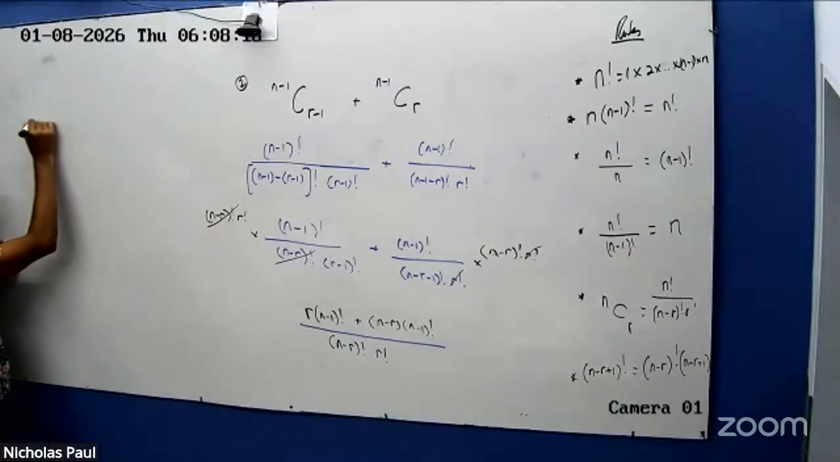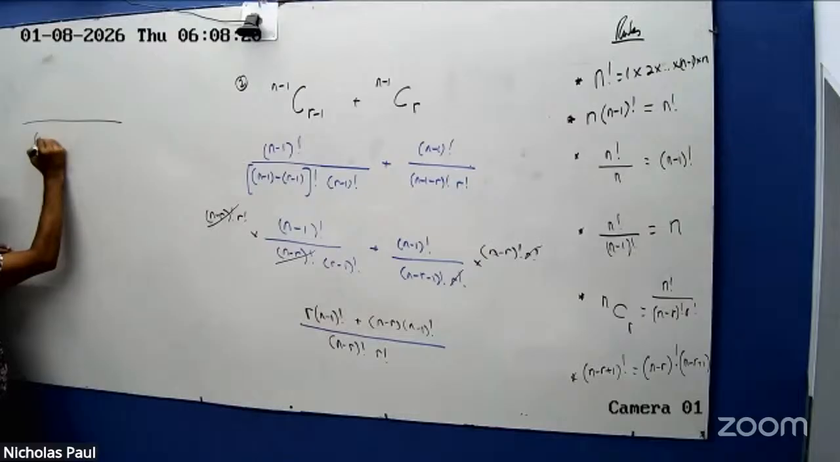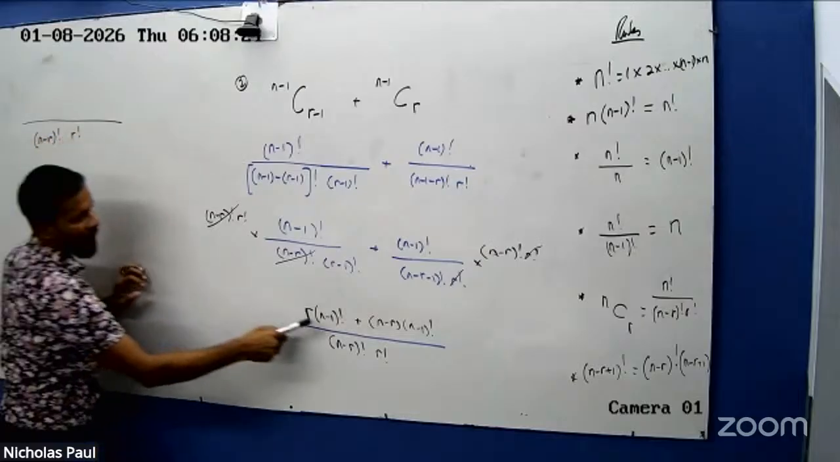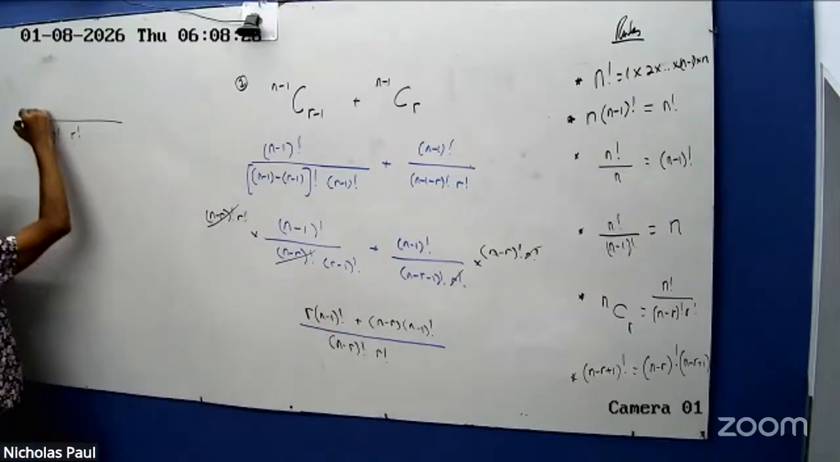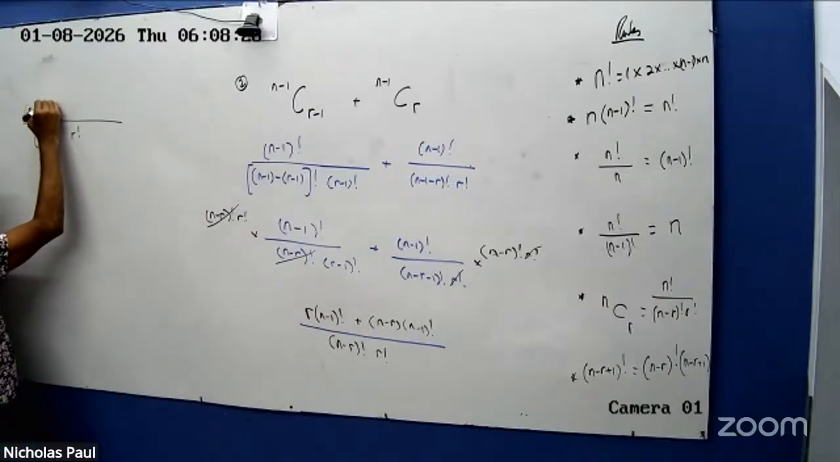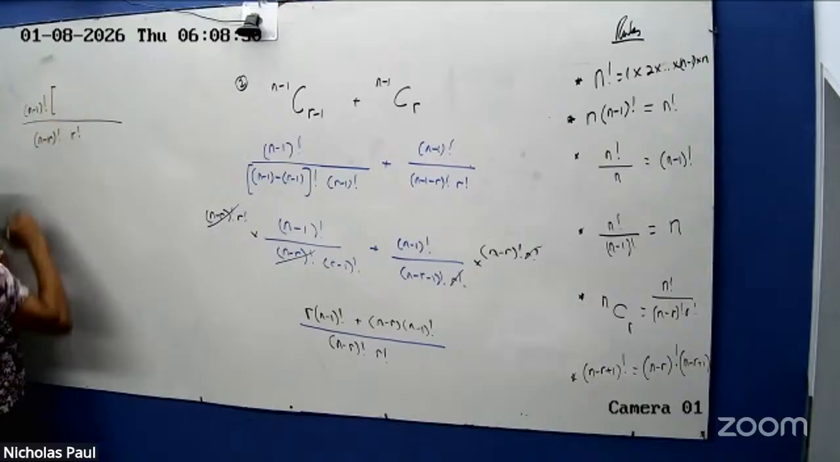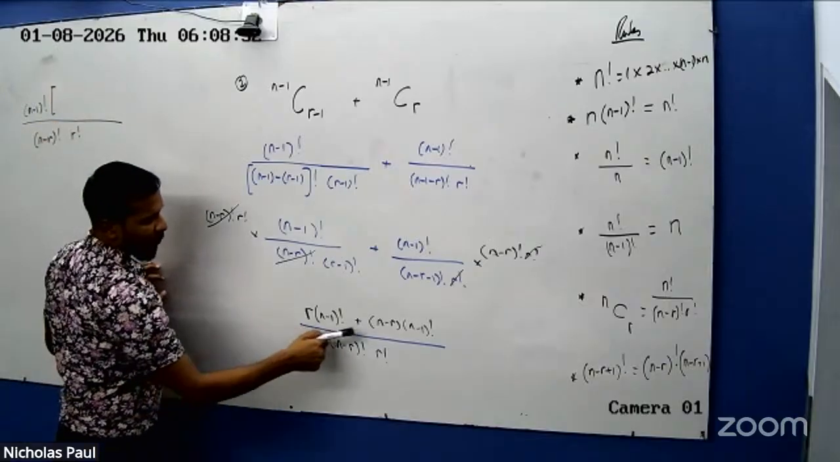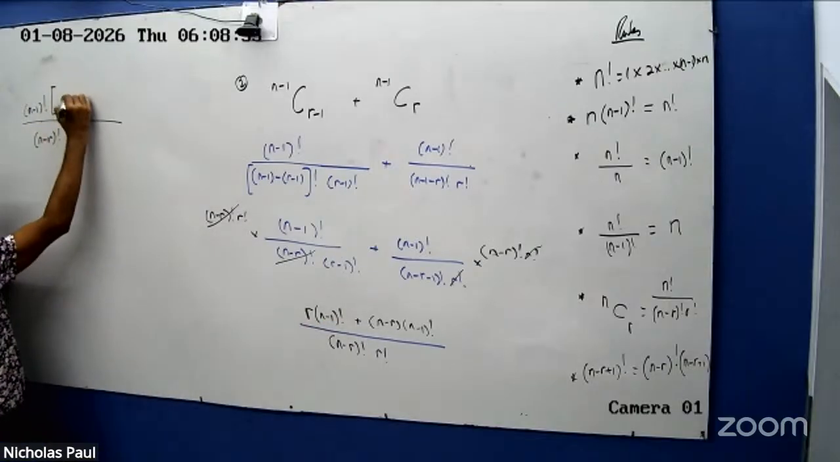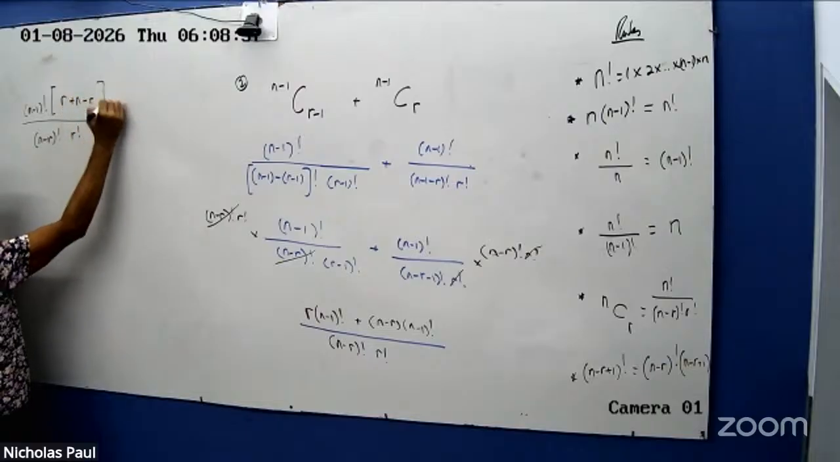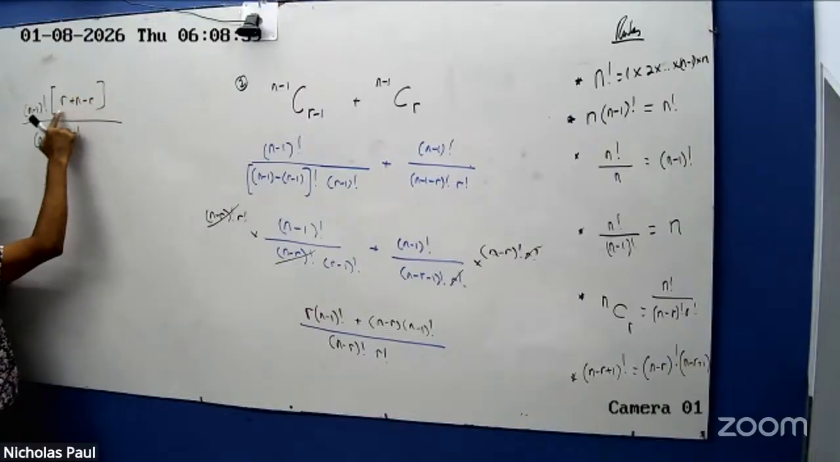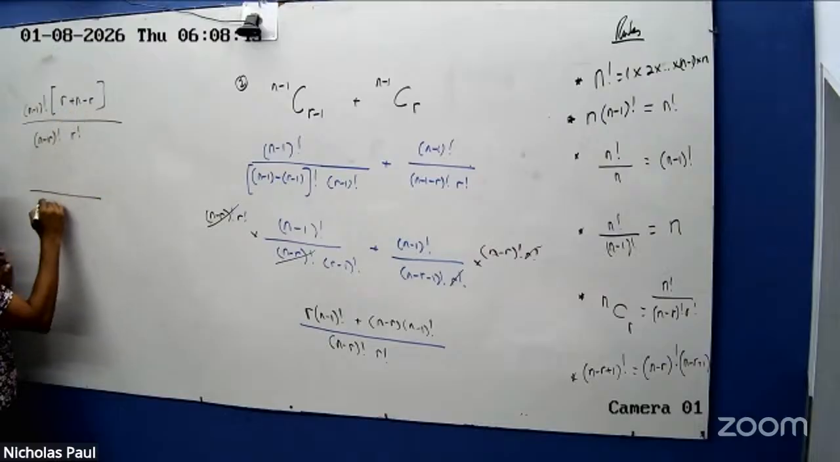On the last part here, n minus r factorial, I factor out n minus 1 factorial, and I'll be left with r plus n minus r. What would happen in here? It would just be n, right?